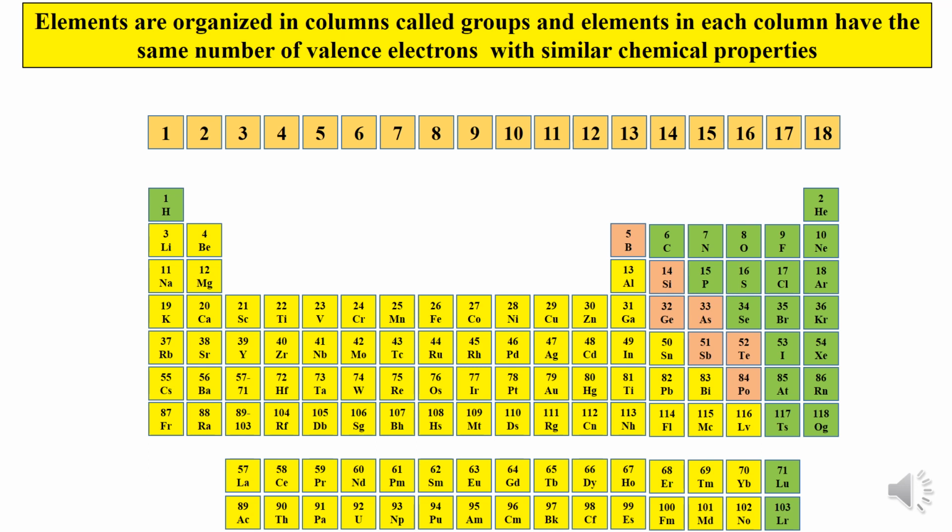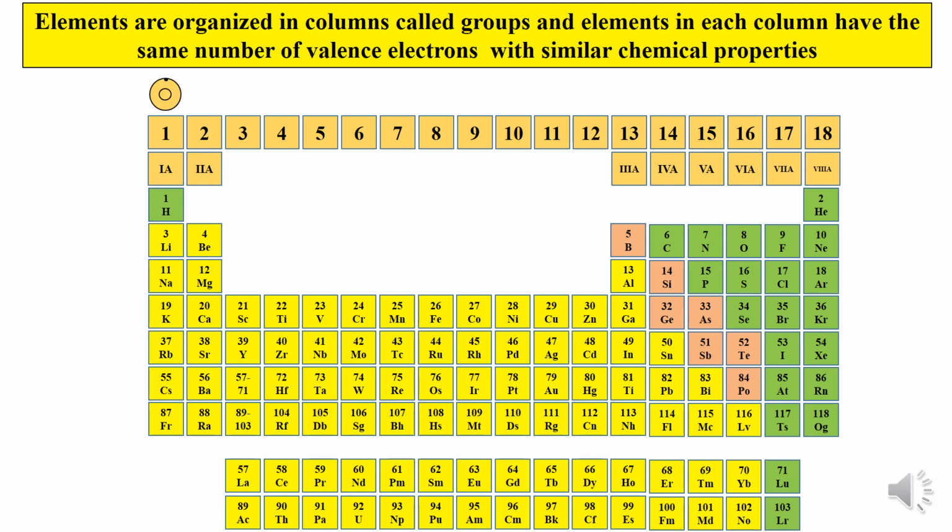So totally there are 18 columns, that is 18 groups. Therefore, these groups are assigned numbers from 1 to 18. Now we'll be following the traditional numbering system using Roman numerals. So this is the traditional way of numbering the groups using Roman numerals.